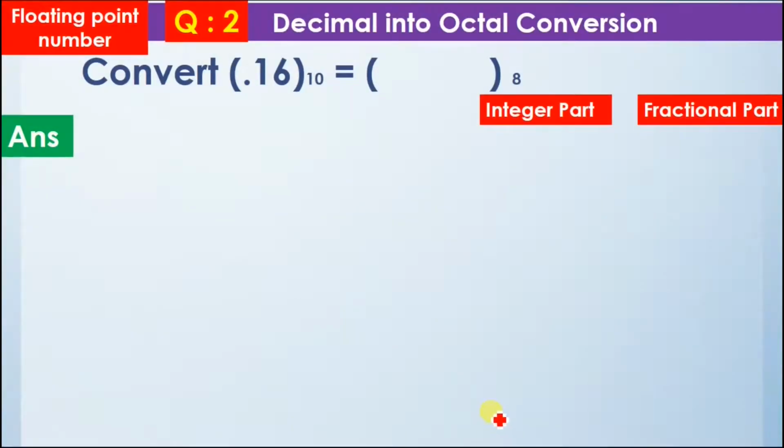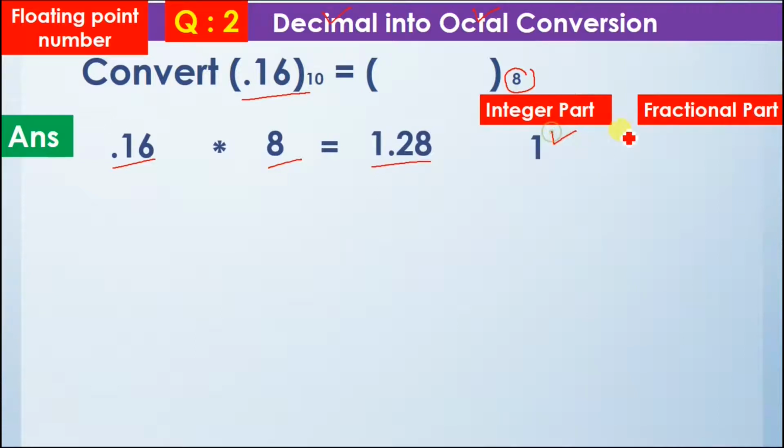Next we move to question number 2 solution. In this question we have to convert our decimal number into octal. This is the decimal number 0.16. As we have to convert it into octal, we will multiply the number by 8. So first we have the number 0.16 and we multiply it by 8 and we get the answer 1.28. Now the integer part is 1 and the fractional part is 0.28.